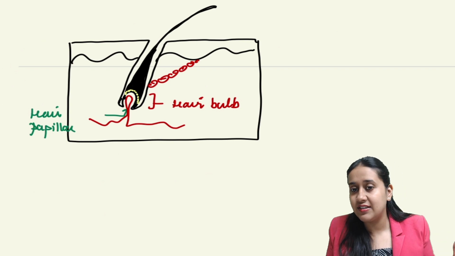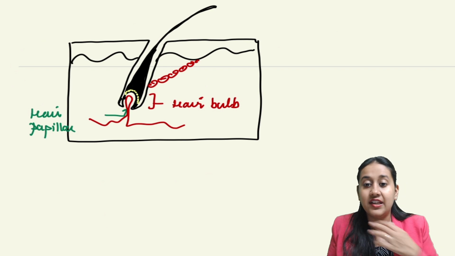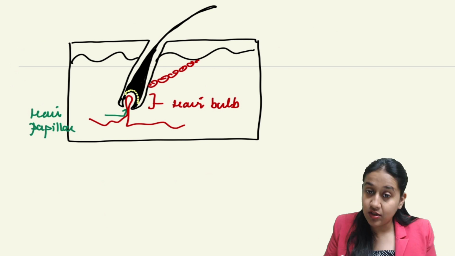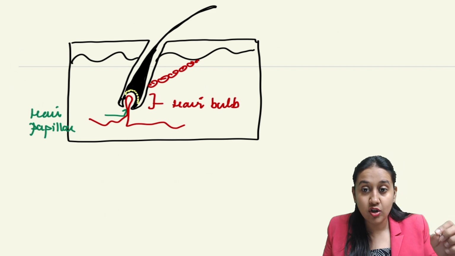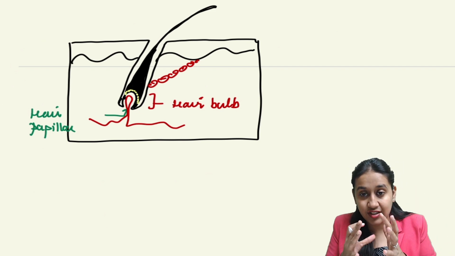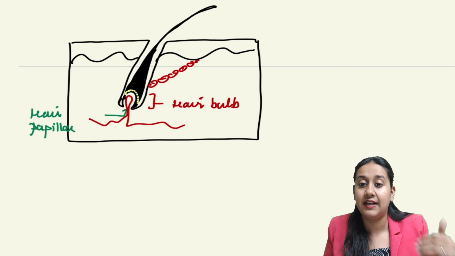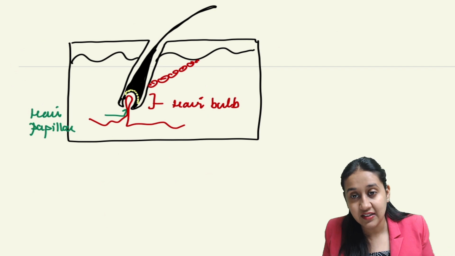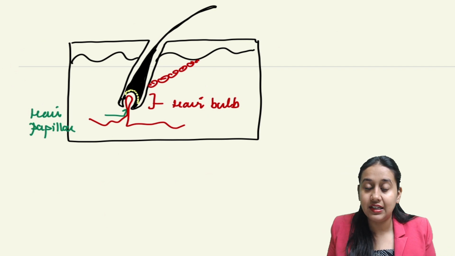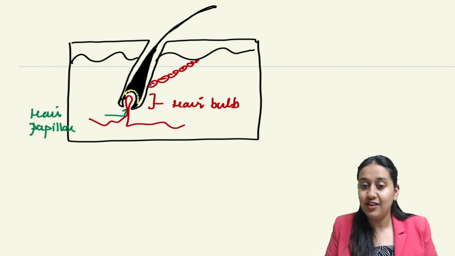You will be reading about a disease which is known as androgenic alopecia. In androgenic alopecia, we give a drug which is known as minoxidil. Please remember, minoxidil works on these blood vessels. It causes vasodilatation of these blood vessels, increasing its blood supply. And when the blood supply increases, there is improvement in the hair growth. So that is all about the anatomy of the hair.